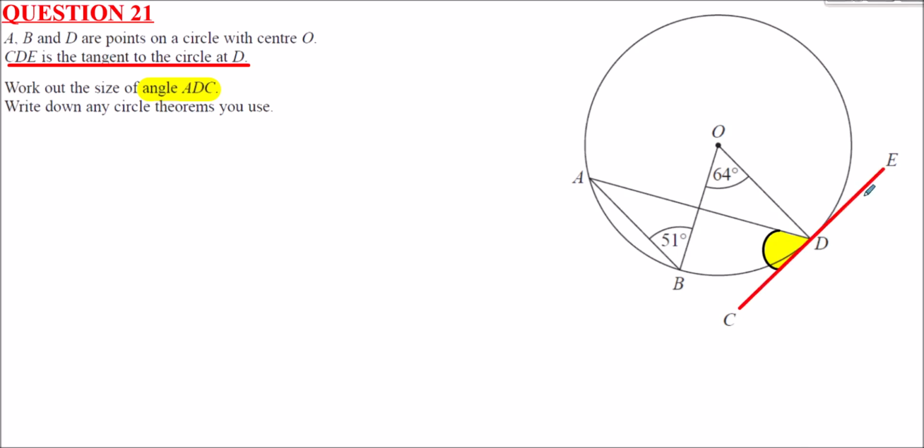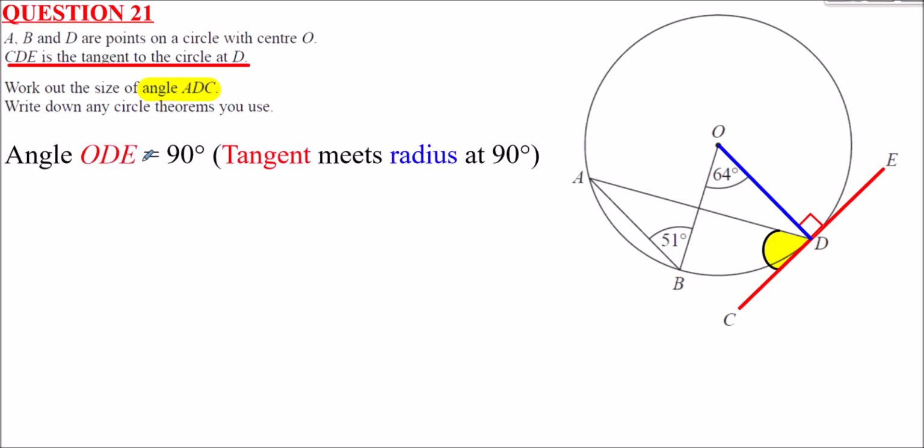We've got a tangent there. If you notice there, D to O is also a radius, which I'm going to highlight in blue. So a tangent meets a radius at 90 degrees. So this angle here, ODE, is going to be 90. And we've used a circle theorem to deduce that, so we need to write it down. So we need to say, ideally, something like this, angle ODE, this one here is 90 degrees, and the circle theorem we've used is that the tangent meets a radius at a 90-degree angle.